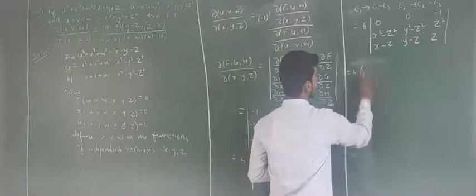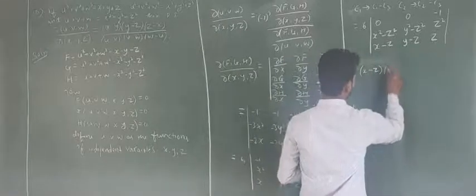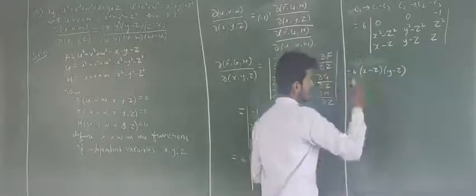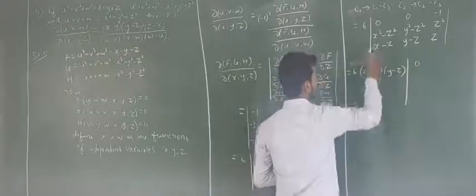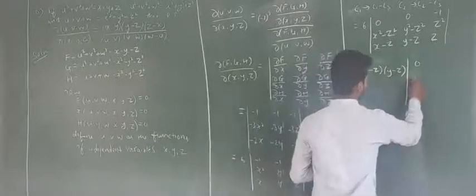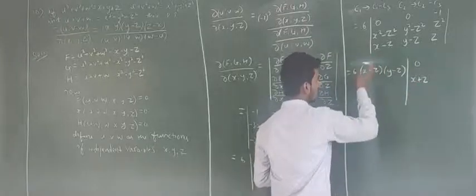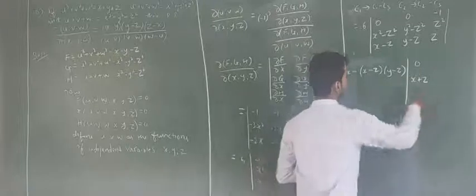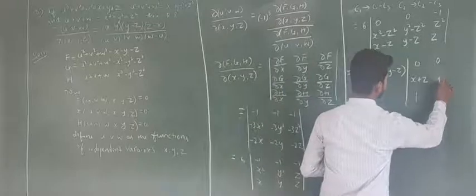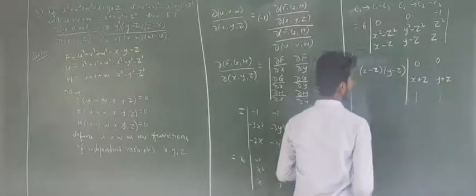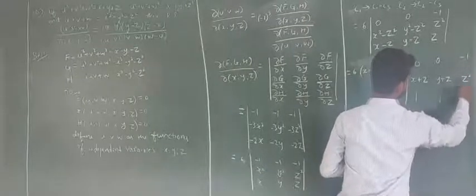which is equal to 6. If we take x minus z common, and y minus z from the second column, first we will write the column, that is 0. If we take x minus z common here, the remaining will be x plus z. We have already taken x minus z common from column 1, so the remaining term will be 1. Next is 0. If we take y minus z common, the remaining term will be y plus z, and here it is 1. So minus 1, z square and z.